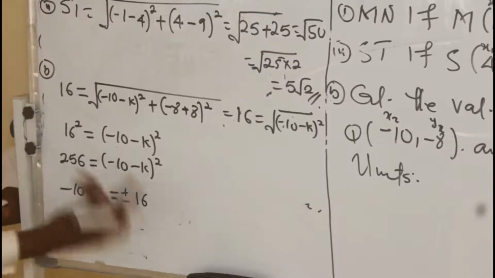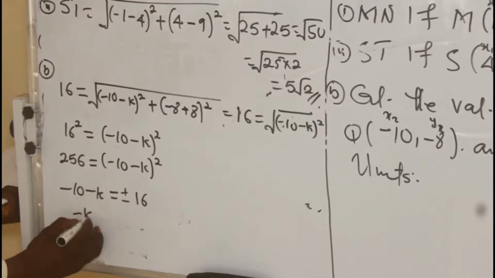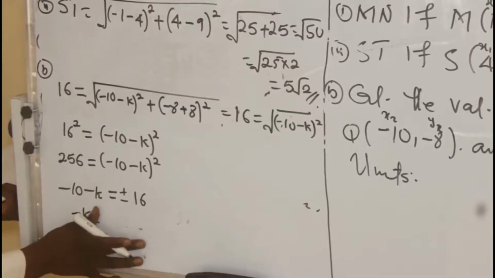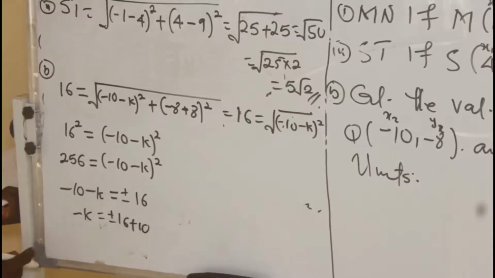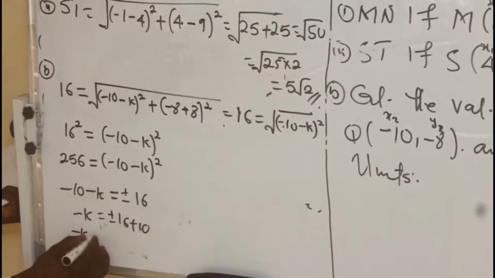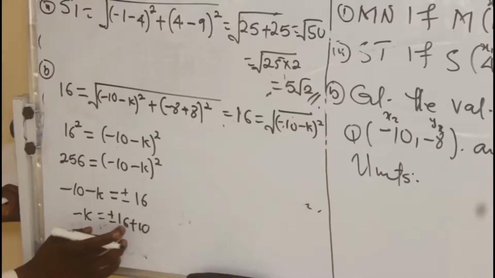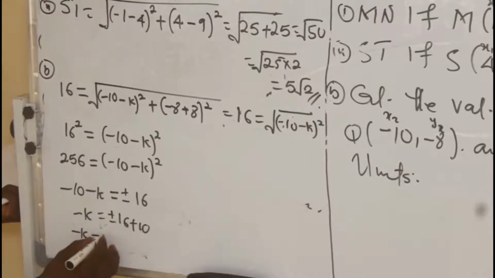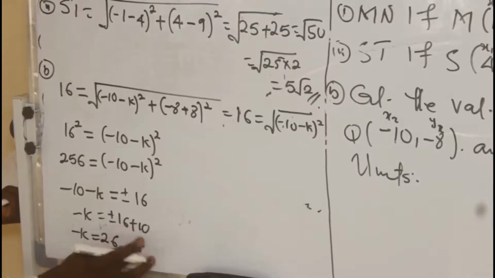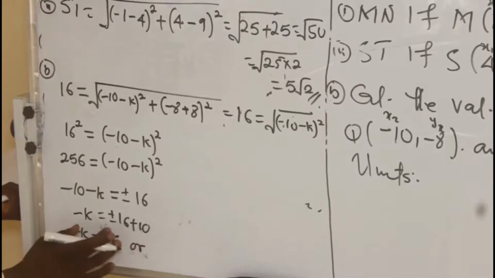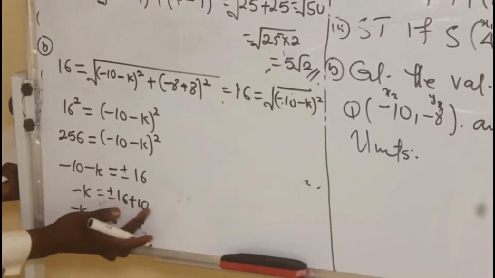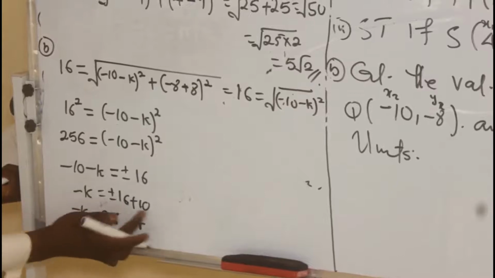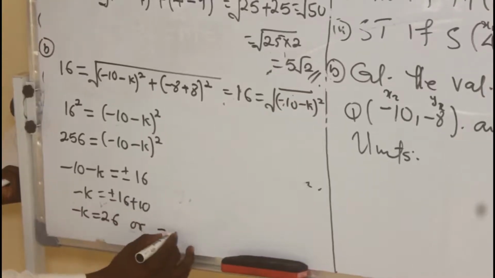So from here, let me make k the subject. So you have minus k is equal to plus or minus 16 plus 10. Are we together? So from here you have minus k is equal to 16 plus 10, which is going to give you 26, or minus 16 plus 10. It's plus or minus, right? So 16 plus 10 is 26, or minus 16 plus 10 is now going to give us minus 6.